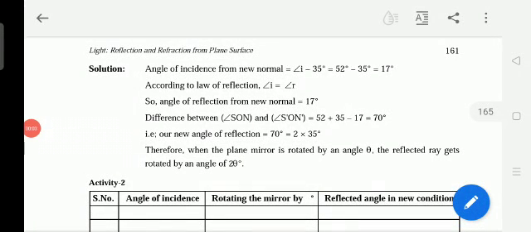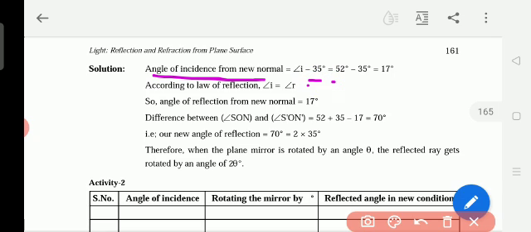Now here, angle of incident from the new normal. Okay, new normal, that means when the mirror is rotated to how much? 35 degree, right? So angle I means incident ray. Angle of incident from the new normal, angle I, is equal to 52, right? The mirror is rotated to 35 degree. So 52 minus 35 degree is equal to what?